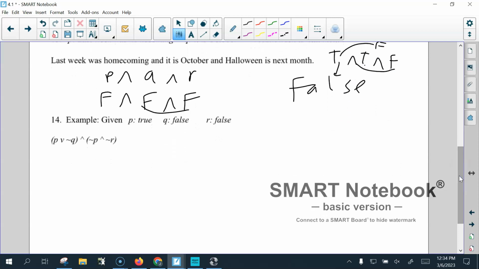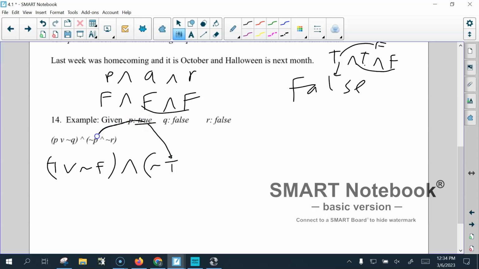All right, number 14. Okay, I think this is the last one. Yeah, last one. Given P is true, Q is false, R is false. So we have P is true, or not Q, which is false. Okay, put that in parentheses. And not P, so we're saying not true. We're not translating here, we're just plugging in. We don't try to turn the not P into false yet. We literally just translate as we see it.